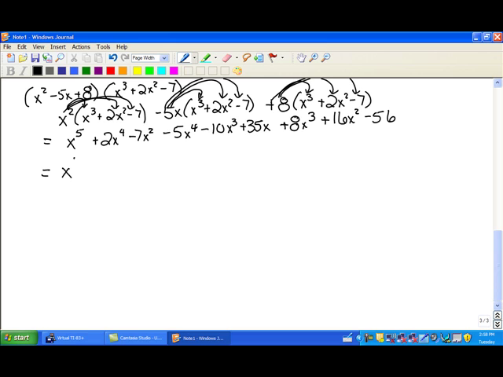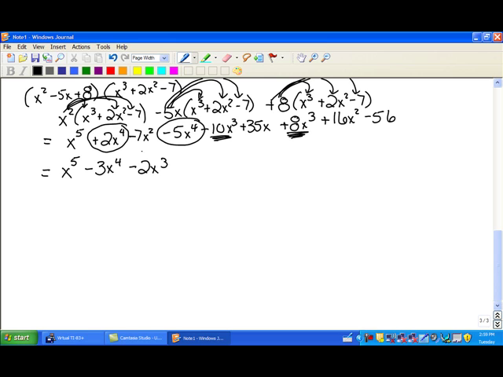There's nothing to combine with x to the fifth. When I look at my x to the fourth terms, I have 2x to the fourth minus 5x to the fourth, which is going to leave me with negative 3 of the x to the fourth. For my x cubed terms, I have negative 10x cubed, positive 8x cubed. That's going to leave me with negative 2 of the x cubes.